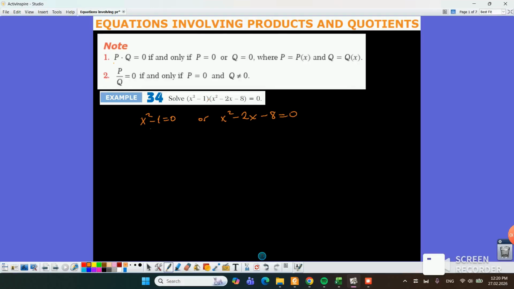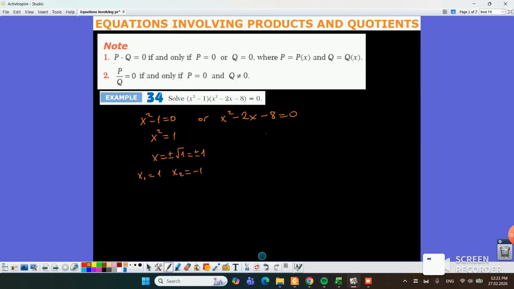Here I will take the unknowns on one side, the knowns on the other side. So x squared is equal to 1. Then x is equal to plus or minus root of 1, which is plus or minus 1. So from the first part, x1 is equal to 1 and x2 is equal to minus 1.